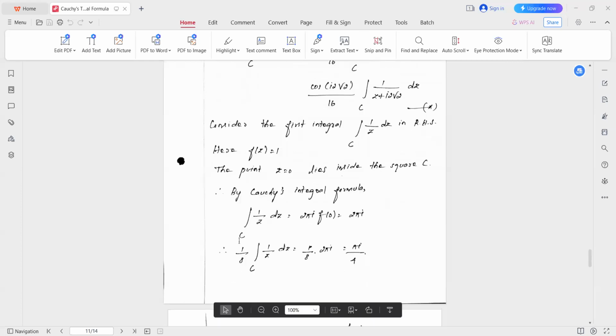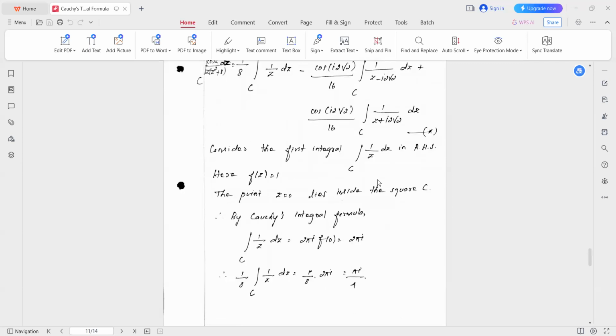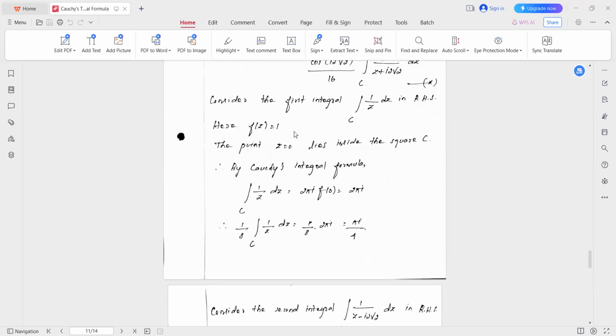Now consider the first integral. What is the first integral? Integral over C of 1 by z. Here, what is the value of f of z? f of z equals 1. The point where the analyticity fails is 0, which lies inside the square C.